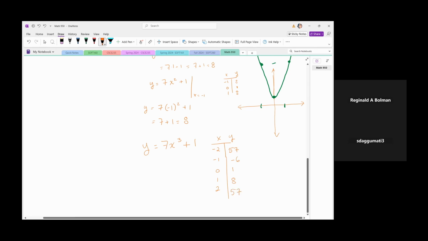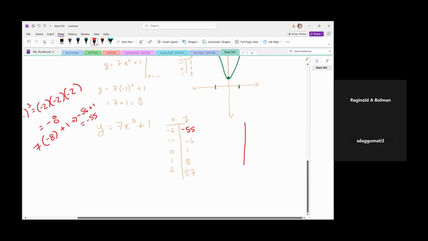57. And actually, let me go back and let me look at this -2. I don't know if it'll be at 56. -2 cubed, that'll be -2 times -2 times -2. So it should give you -8. -8 times 7 plus 1, that'll be -56 plus 1, which gives us -55. So we should have been at -55.